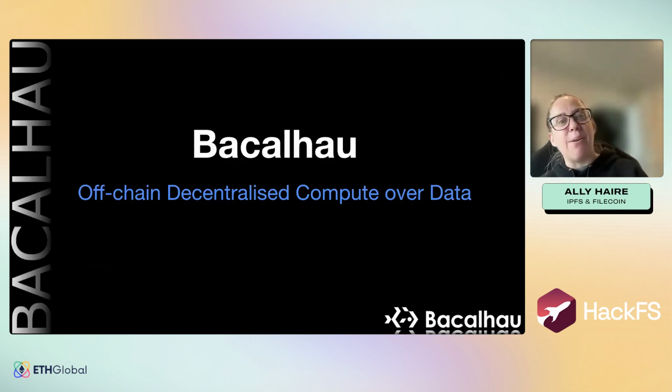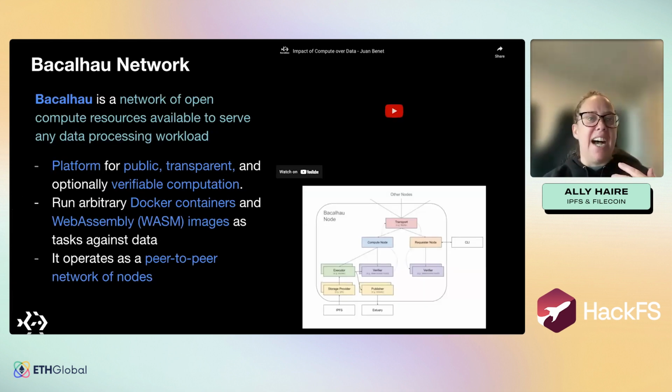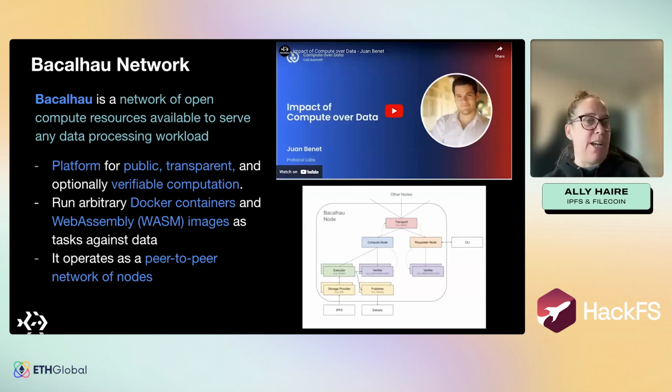So anyway, how do we go about all this? Let's dive into the actual technicals behind the compute over data network and how you would build on it. So Bacalhau is a peer-to-peer open computation network, which you might have guessed from some of my ramblings already. It's a network of nodes which provides a platform for public, transparent, and optionally verifiable computation. So fun fact, the name actually comes from the abbreviation of compute over data, COD, which in Portuguese is Bacalhau, or a version of.